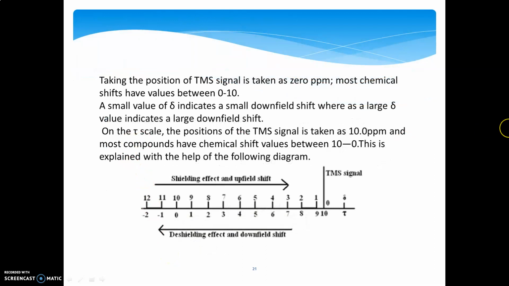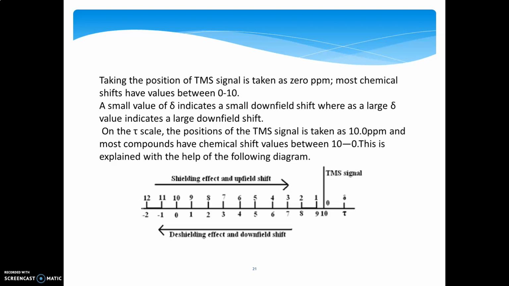Taking the position of TMS signal as 0 ppm, most chemical shift values are between 0 to 10. A small value of delta indicates a small downfield shift, whereas a large delta value indicates a large downfield shift. On the tau scale, the position of the TMS signal is taken as 10 and most compounds have chemical shift values between 10 to 0.